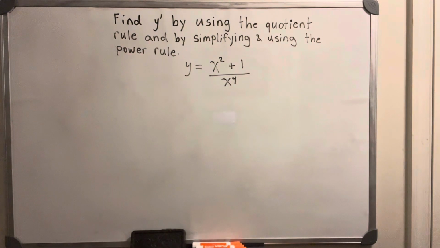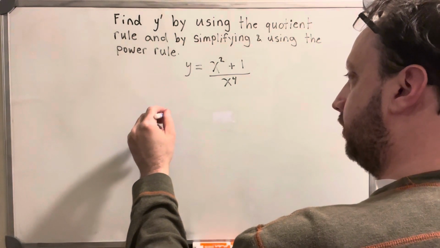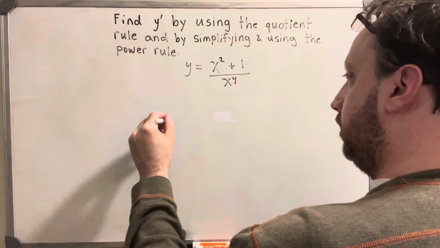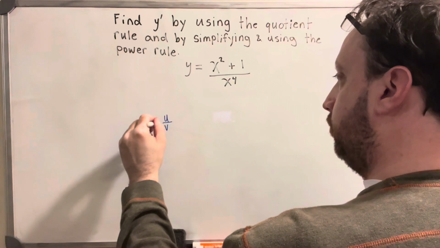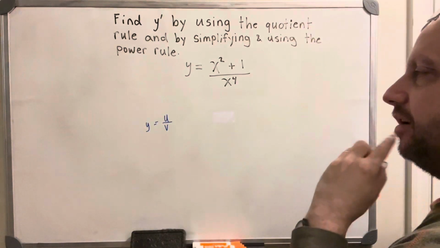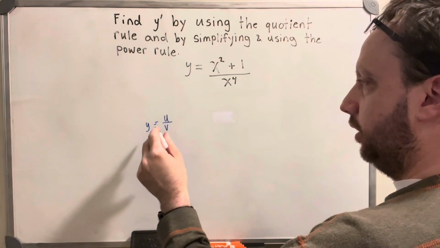This problem says find y prime by using the quotient rule and by simplifying and using the power rule. So first, let's try doing this with the quotient rule. If you remember what the quotient rule is, just to recap, let's say that you have a function y equals u over v, where they're both functions of some variable x.